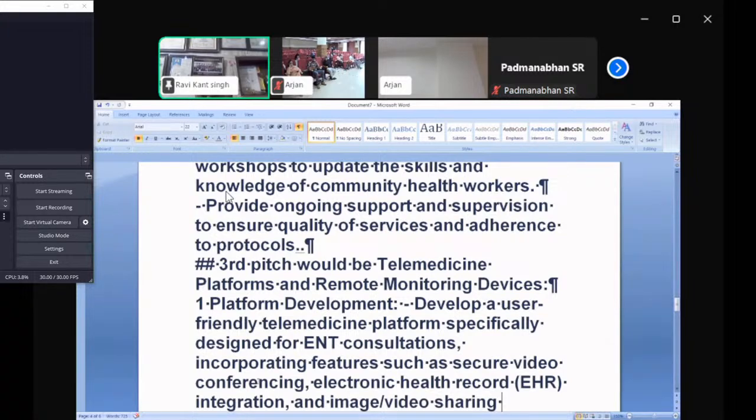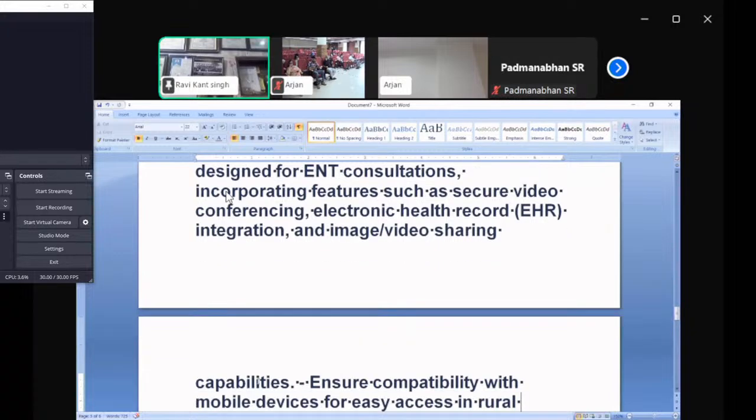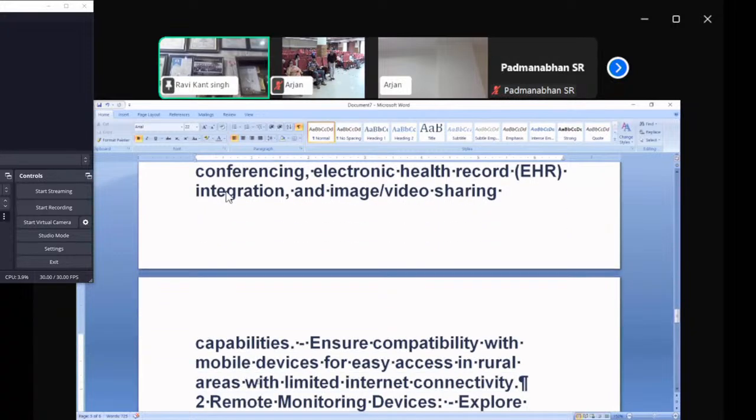We have to have electronic health record integration, image and video sharing capabilities, and we have to ensure compatibility with mobile devices as well, because they are the ready handy devices available with everybody. Even with limited internet connectivity, they work very well.